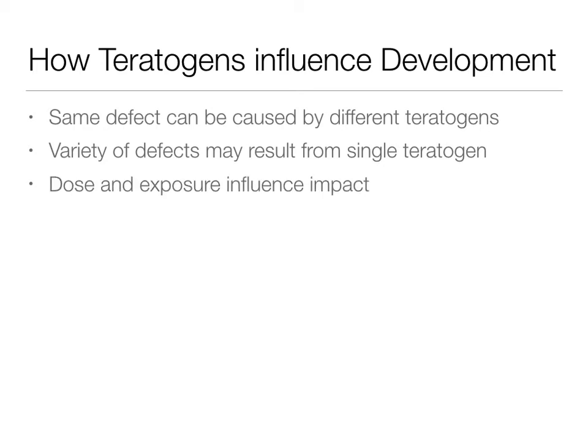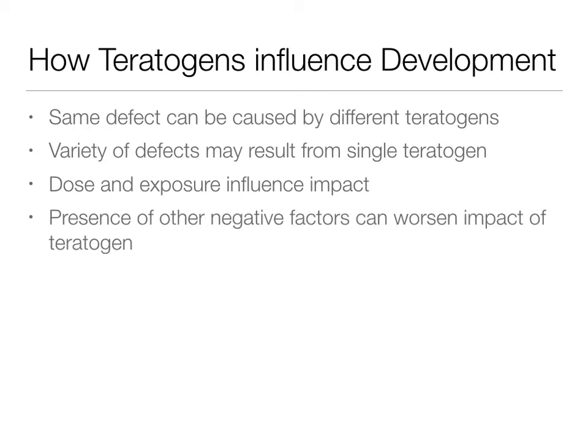Dose and exposure can really influence impact. So how much of this thing they were exposed to. In the Environmental Working Group study, these weren't women living in a toxic waste dump. So while they might have had exposure to some of the same chemicals, the levels were a lot lower, and so they didn't seemingly cause problems. The presence of other negative factors can worsen this. Teratogens plus poor nutrition can really make that teratogen more impactful and cause more deformities and more problems.